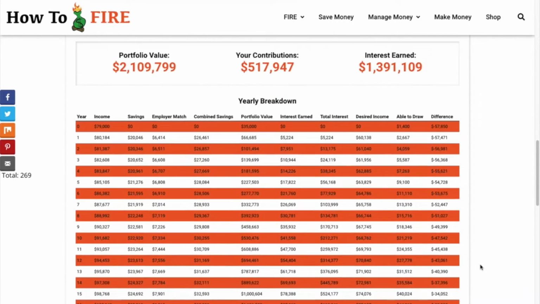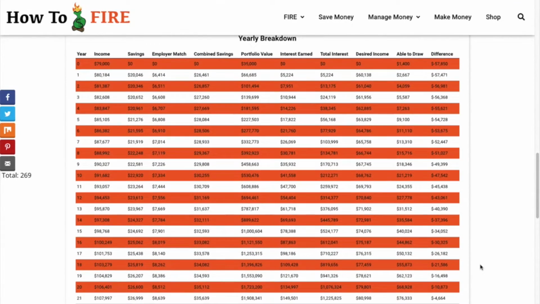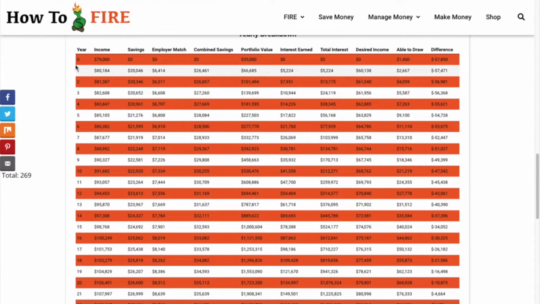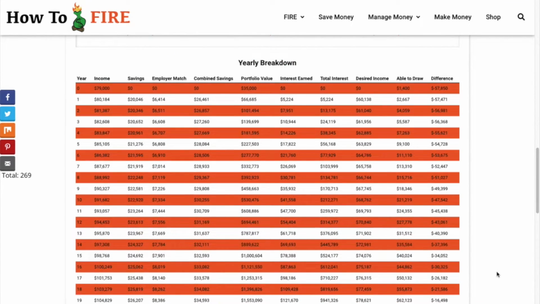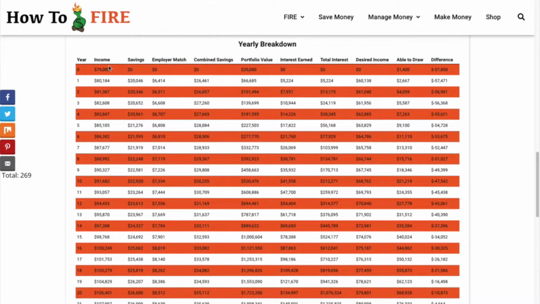Scrolling down a bit further, we have this yearly breakdown table. Here you'll notice that there's years 0 through 22, and that corresponds up here to this years until FI. Going across the top, you have your income each year, the amount that you save each year, the amount that your employer matches each year, and then the combined savings amount. It also calculates your portfolio value as the years go on, any interest that's earned on that, and then the total interest over the years.